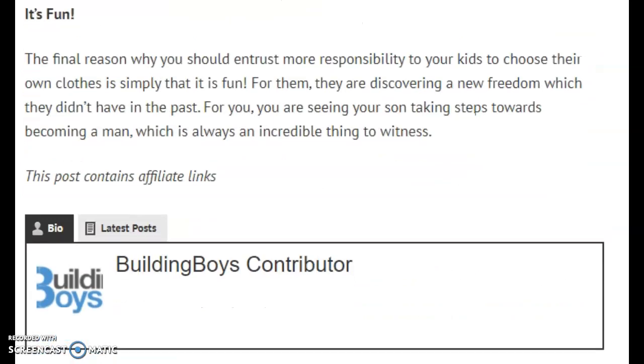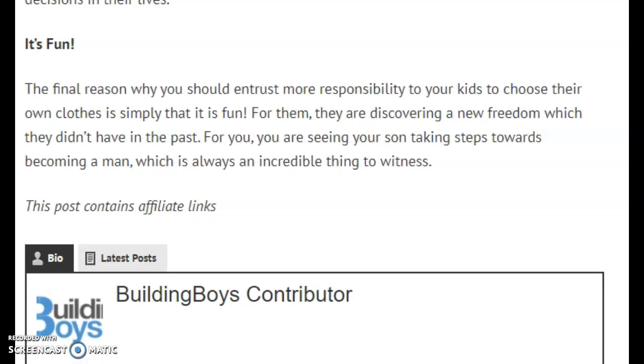It's fun. The final reason why you should entrust more responsibility to your kids to choose their own clothes is simply that it is fun. For them, they are discovering a new freedom which they didn't have in the past, and for you, you are seeing your son or daughter taking steps towards becoming a man or woman, which is always an incredible thing to witness.